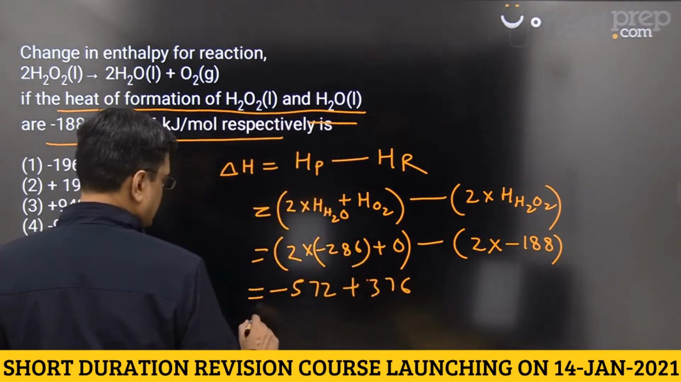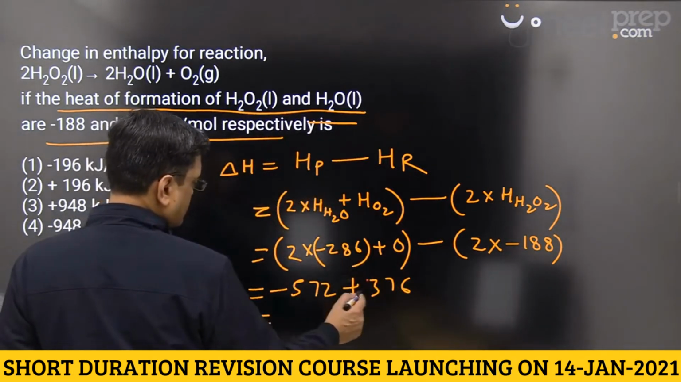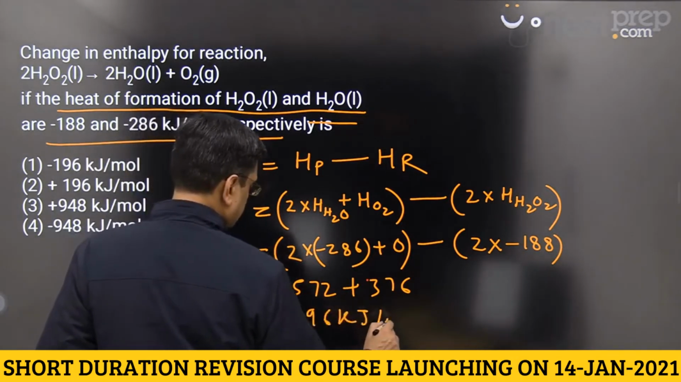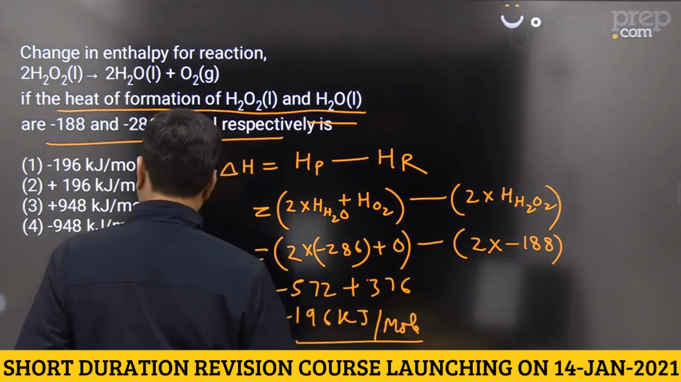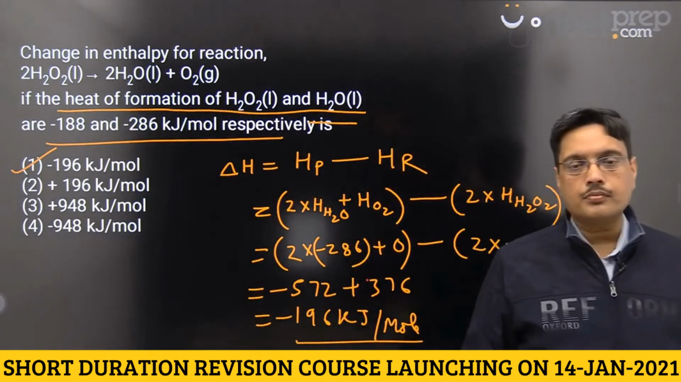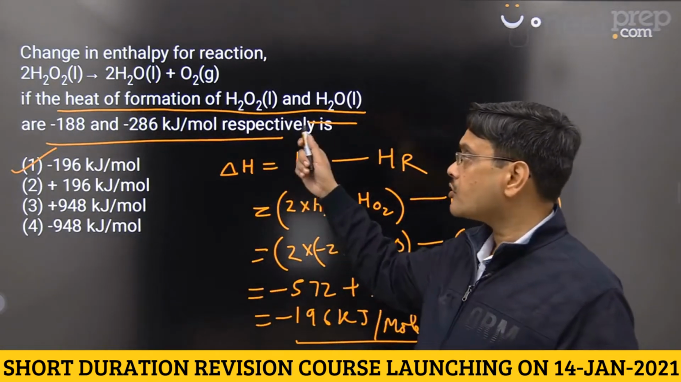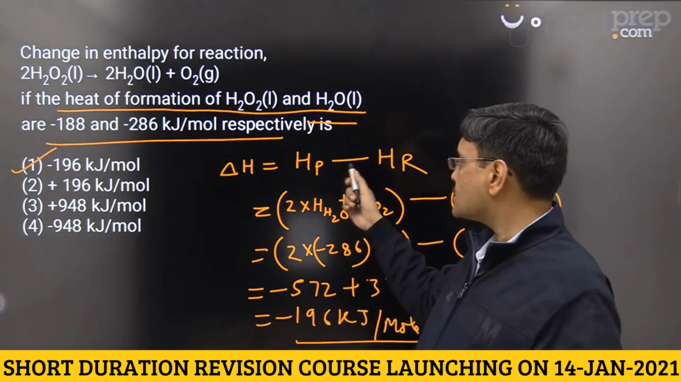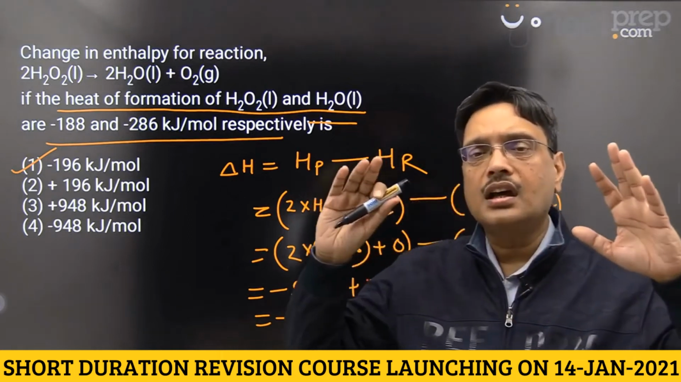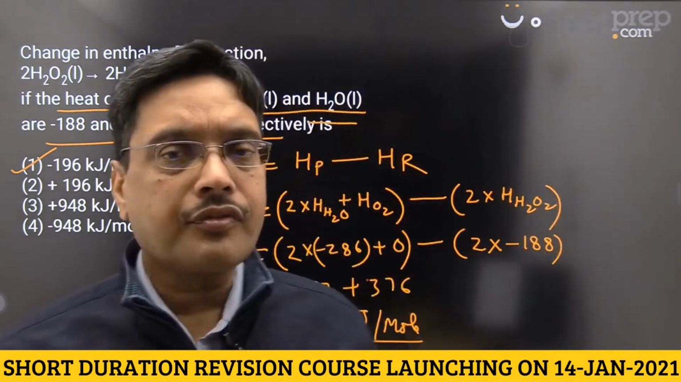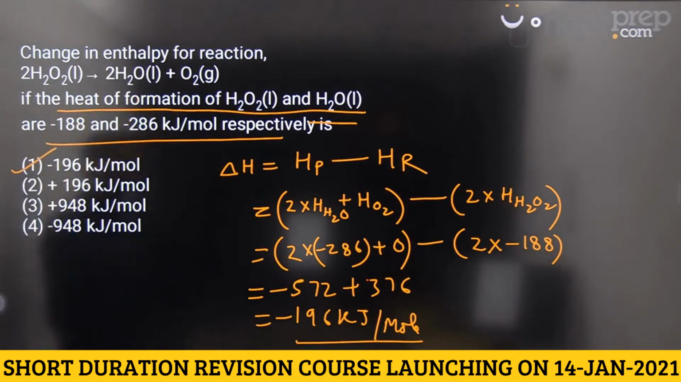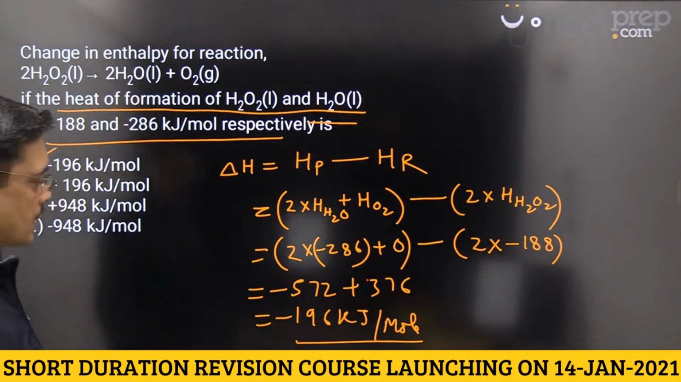376 means this is 200 less than 572, so minus 196 kilojoule per mole. This is the answer, minus 196 kilojoule per mole. Because heats of formation are given, we can use this formula directly. No need to use Hess's law. Heat of formation of a standard state is 0, because here heat of formation of oxygen is 0. Clear?